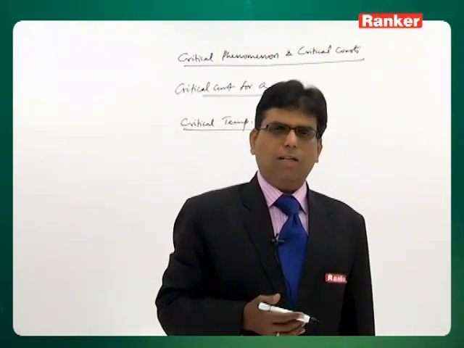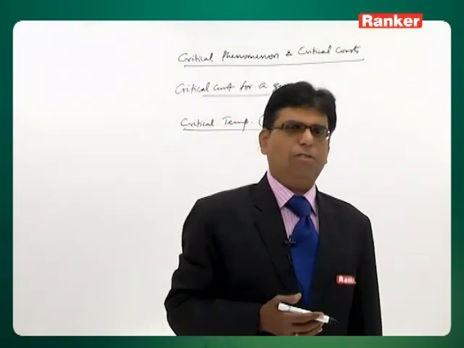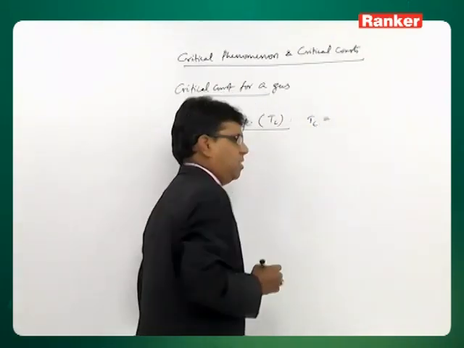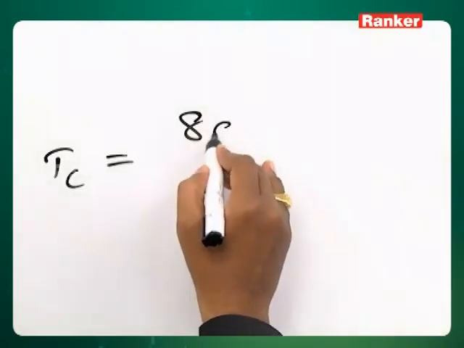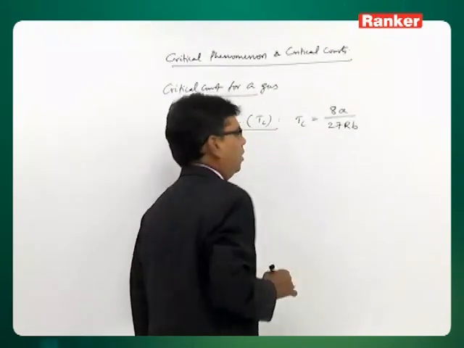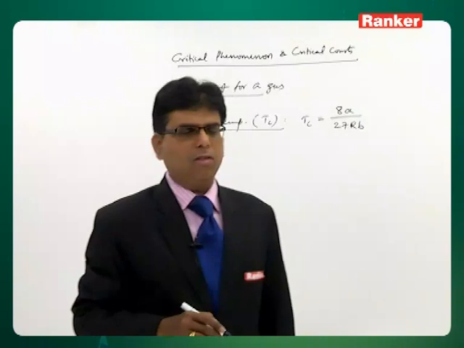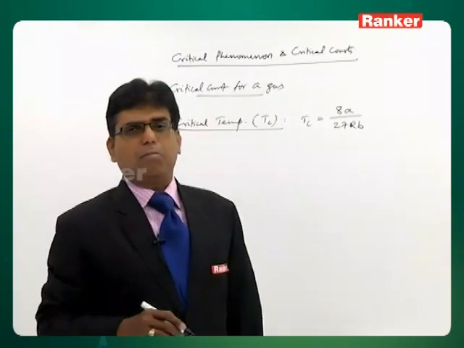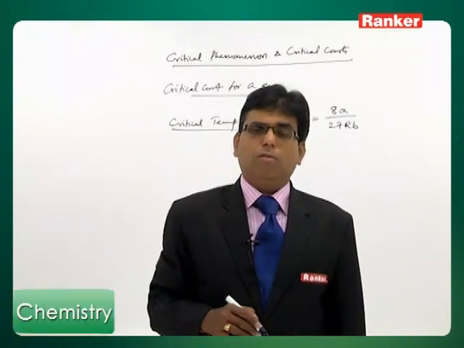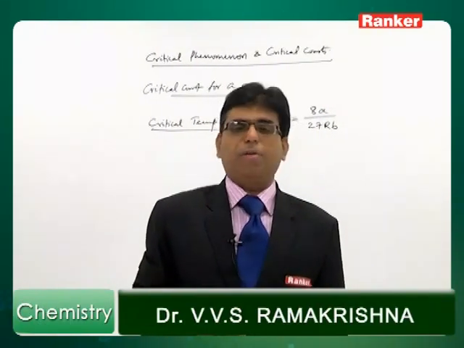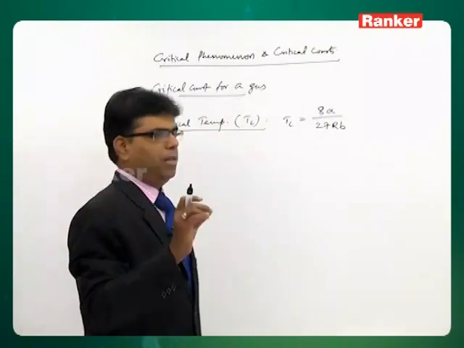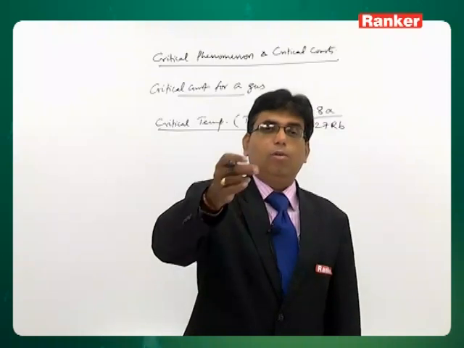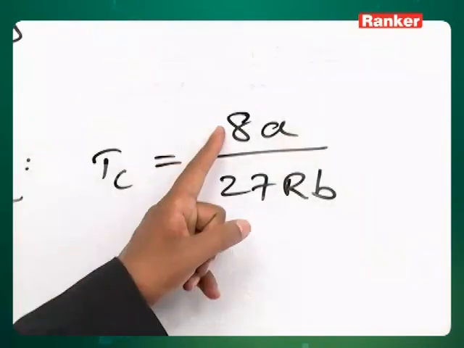Practically, we get it by drawing the Andrews isotherms at different temperatures. Theoretically, the formula given on the basis of the van der Waals equation and van der Waals constants is Tc is equal to 8A by 27Rb. That means, if a gas has van der Waals constants A and B with certain values, from this you can calculate the temperature beyond which a gas cannot be liquefied at whatever high pressure it is subjected to. Again I am repeating, critical temperature is the temperature beyond which a gas cannot be liquefied at whatever high pressure, and we determine it using this formula.